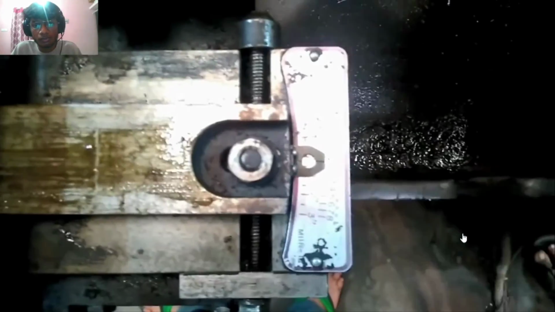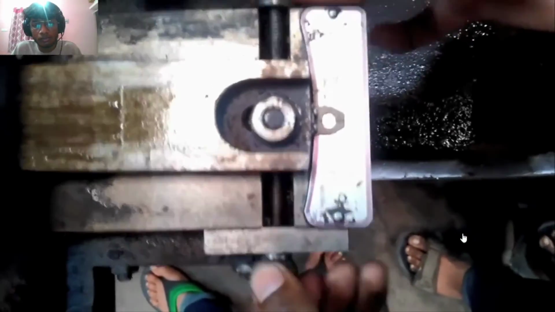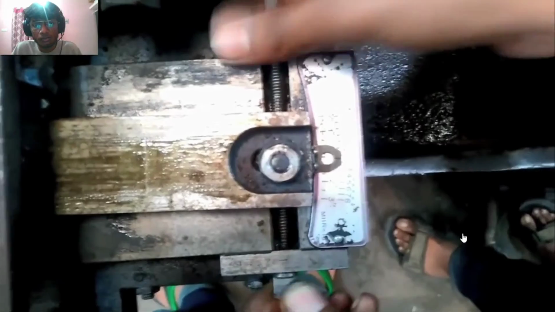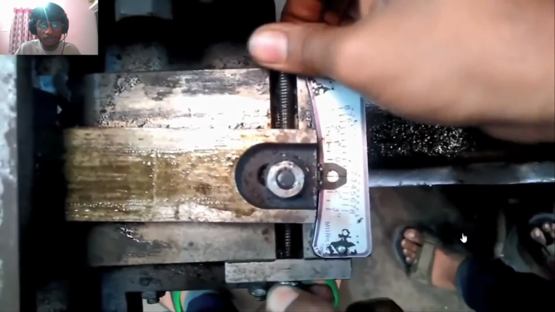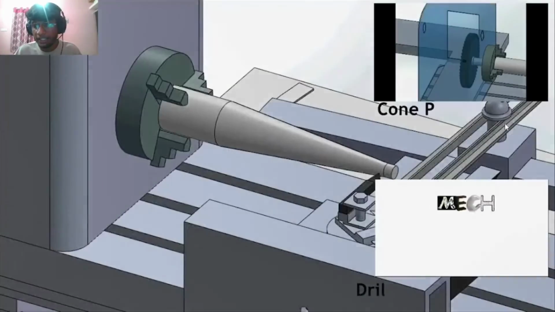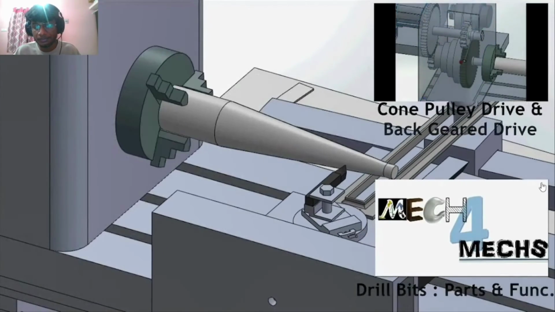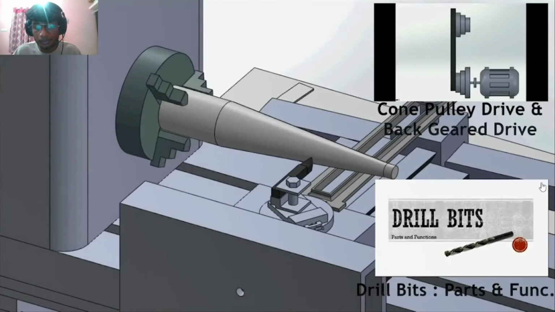Here's a taper turning attachment that I found. This is the guide and its orientation can be changed using a screw here. You can see that there are some markings here indicating the taper angle. Hope we could clarify how the taper turning attachment works. Keep watching this space for more videos like this.